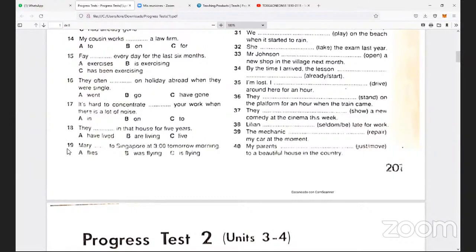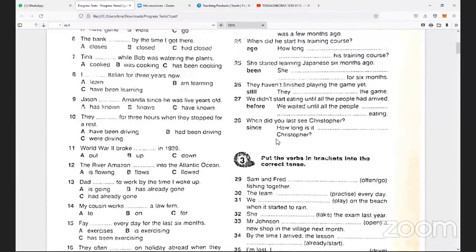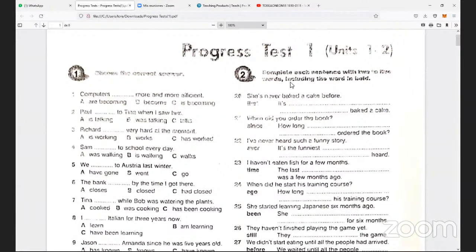19. Mary is flying to Singapore at 3 p.m. tomorrow morning. Is at 3 flying... a.m. Perfect. Very good. So the second part here, for example, you're going to find here one word, okay?